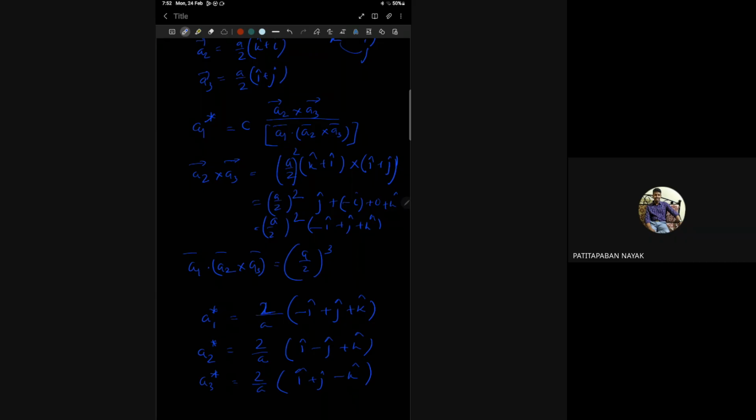As you can see, this is somewhat looking like a BCC structure. This is somewhat looking like a BCC structure, isn't it? Because BCC structure.